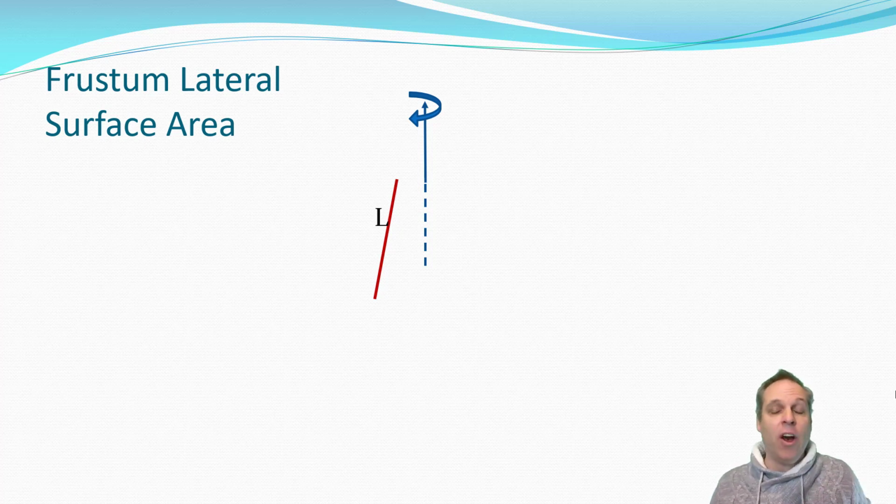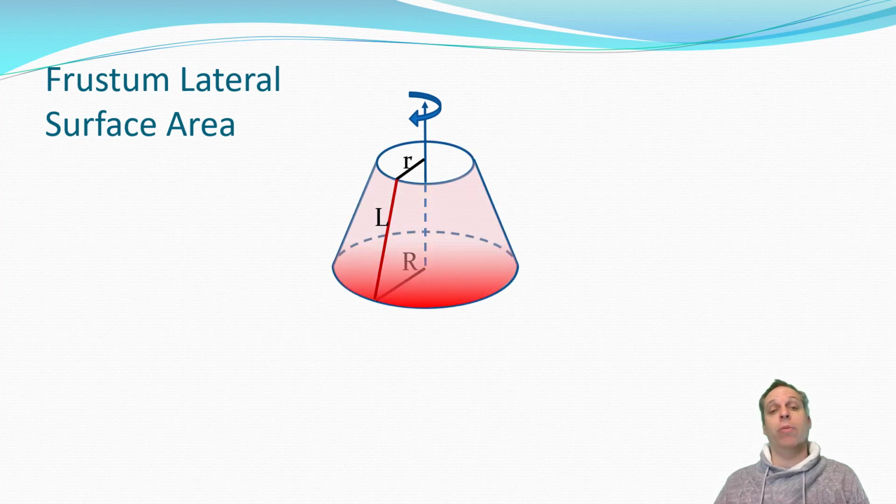Now, the length of my line segment will be L. In order to further define its position relative to the axis, I'll need the two distances that the ends of that segment are from the axis. So we'll call that capital R and little r. The actual numbers here don't matter. I just need some kind of symbol to represent those distances. When you rotate around, you get what's called a frustum. I want to find the lateral surface area of that frustum.